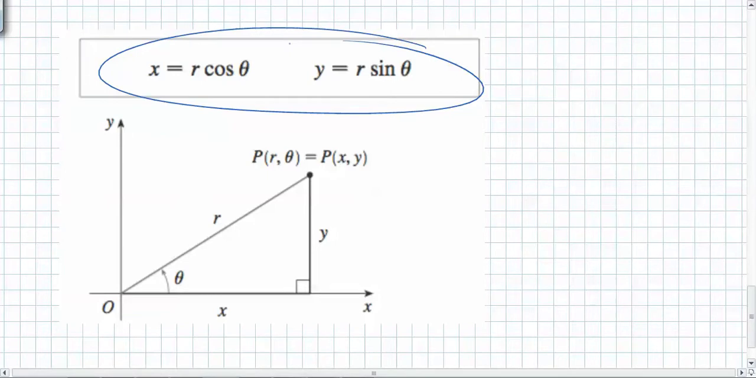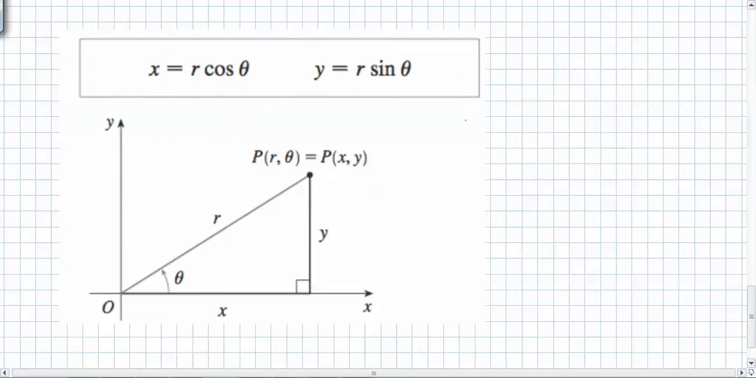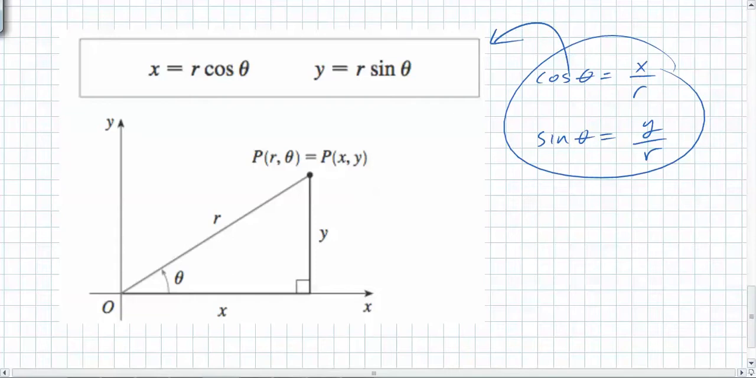Converting to Cartesian, right. So if you have a point at r theta, if you want to convert into Cartesian coordinates, you know that cosine of theta, what does cosine of theta equal? X over r. And we know that sine of theta is equal to y over r. So that's where you get these right here. So this allows you to convert from polar to what? Cartesian. Exactly.